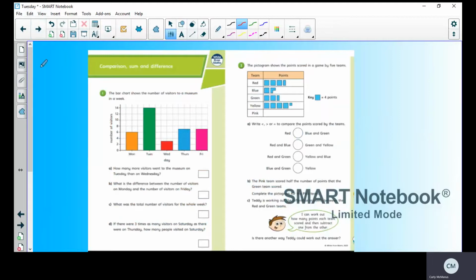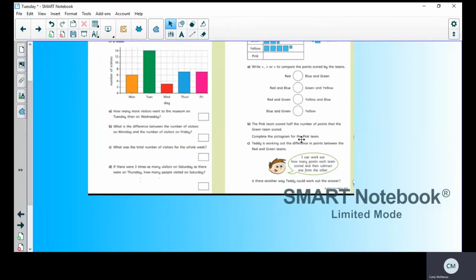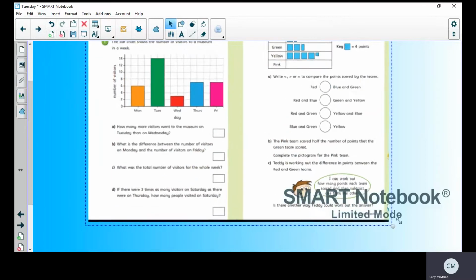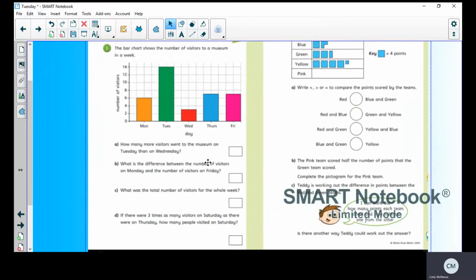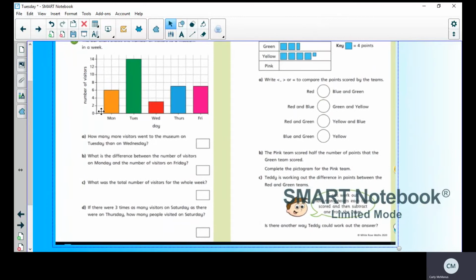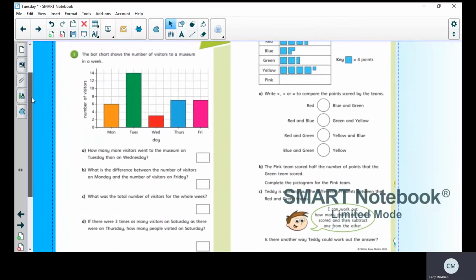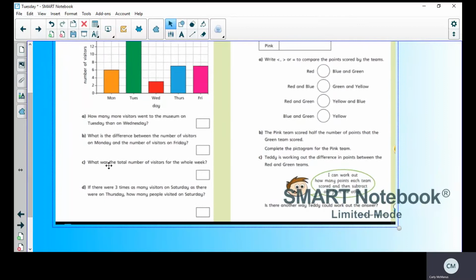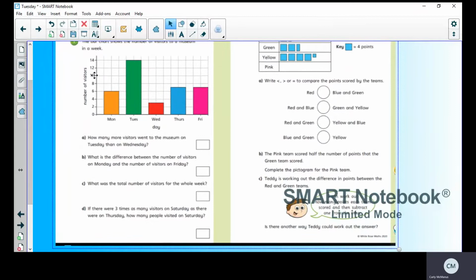Now, this is your sheet. I'm just going to try and make this a little bit bigger so that you can see. This is your activity that you are doing today. Your first question is a bar chart, and it's got the number of visitors and the days that they visited the museum. And then there's questions to answer, and you need to find the answers by looking in this bar chart. If you look at the side, the numbers are going up in twos. So remember, the odd numbers aren't there. You need to find them.